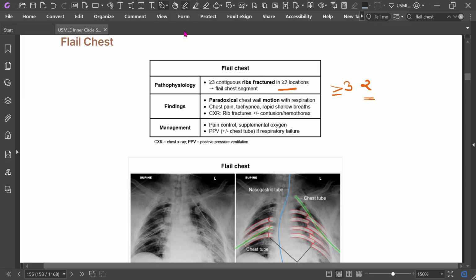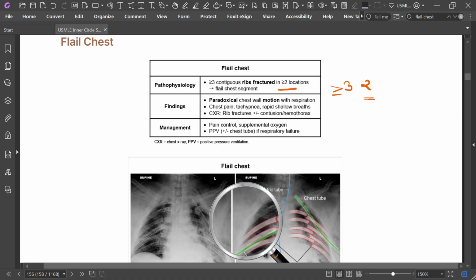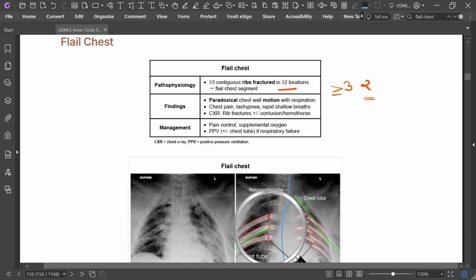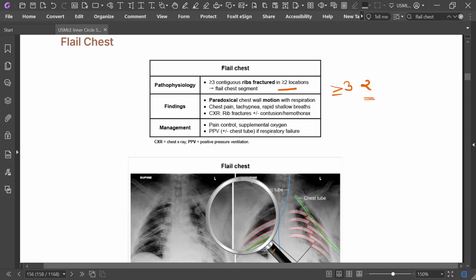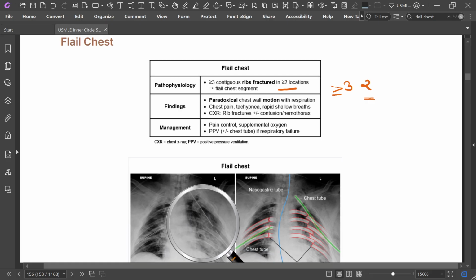Look at this X-ray in magnifying position. One segment, one location, another location. Three or more contiguous segments. Here again, three contiguous segments. Look at this X-ray: three contiguous segments, two different locations.